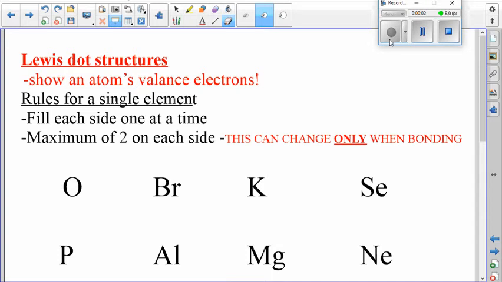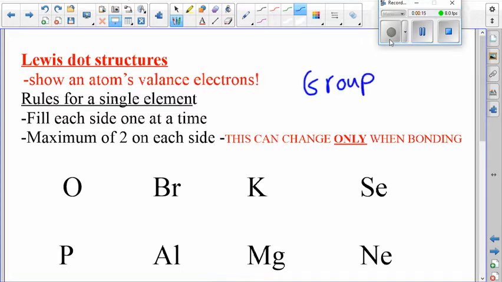Okay, folks, so we're going to pick up where we left off yesterday on April 29th. This is just a friendly reminder. When we were looking at individual Lewis dot structures, the main thing was that the group number equals your number of valence electrons. Okay? So, for example, if I'm looking at selenium here, Se, that's in group number 6.